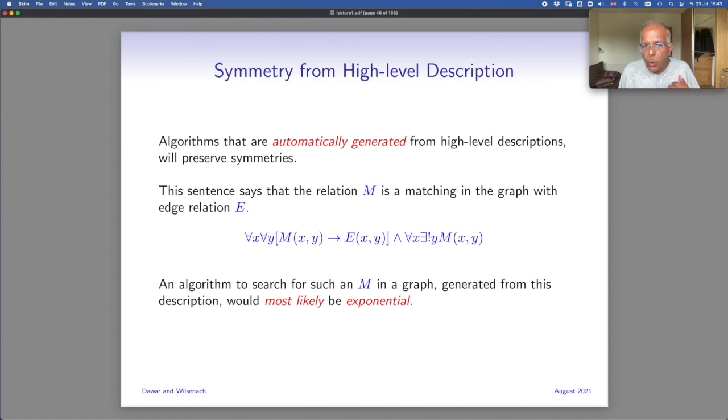I'm now going to move on to looking at some specific examples where such algorithms generated from high-level specifications have been looked at, and the question of symmetry has arisen in several different contexts in the field of theoretical computer science. So we'll run through a few of these after a brief pause.